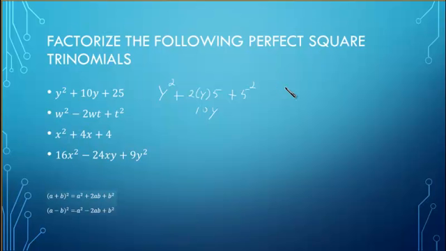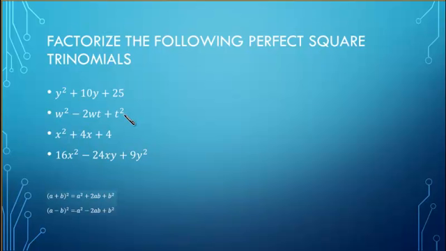Another way to look at this is to say, looking at this expression, the a is y, the b is 5, and 2ab then is 10y. So this is a perfect square, and it factorizes as a plus b quantity squared. So that's y plus 5 quantity squared. So we have factorized this one.